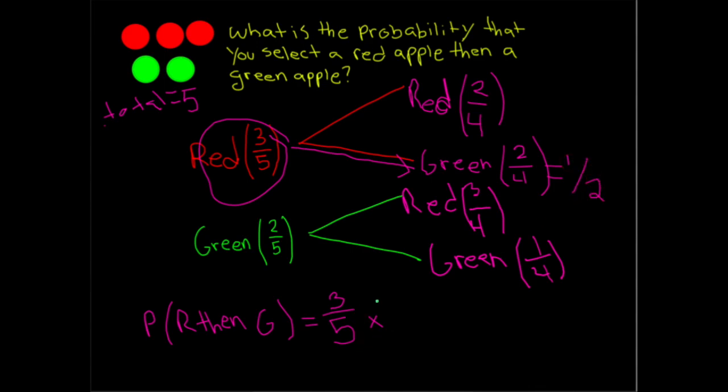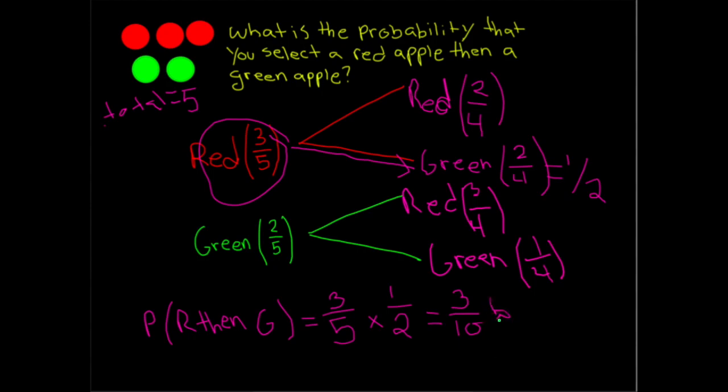So I'm going to say 3/5 then is going to imply that we're using multiplication times 1/2. And when we do this, we get 3, our numerator times numerator is 3 over denominator times denominator gives us 10. So 3 over 10.